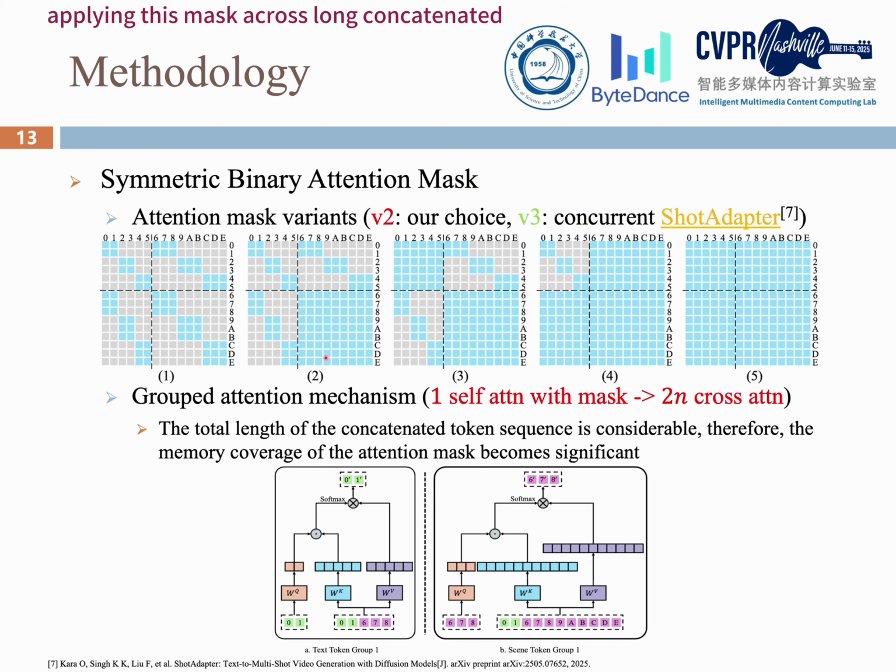However, applying this mask across long concatenated sequences leads to large attention memory footprints. To address this, we introduce a grouped attention mechanism. For every self-attention layer using the mask, we replace it with two n-cross attention operations, where n is the number of scenes. This decomposition significantly reduces memory while still preserving the global attention structure across visual tokens.